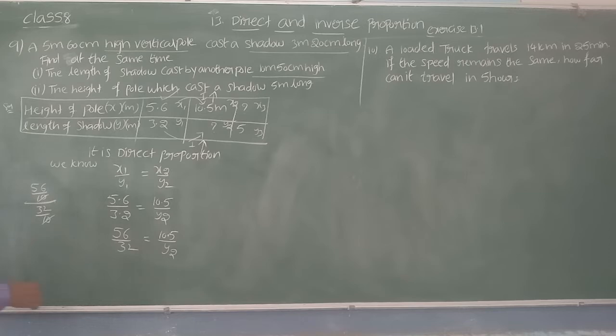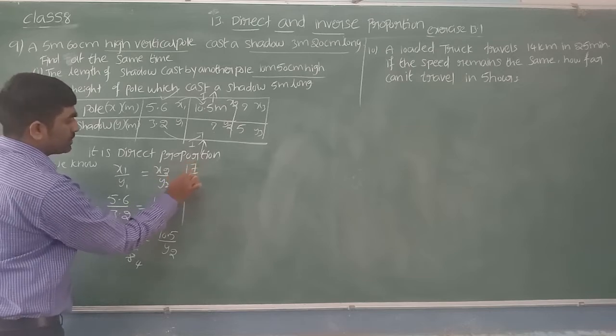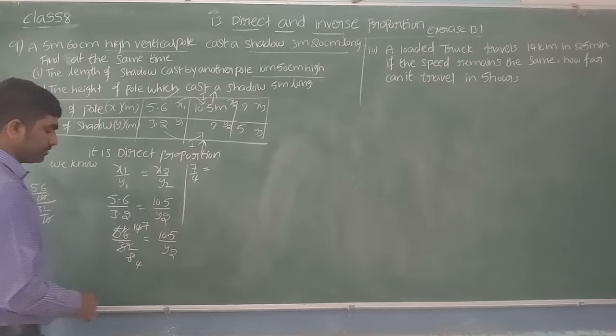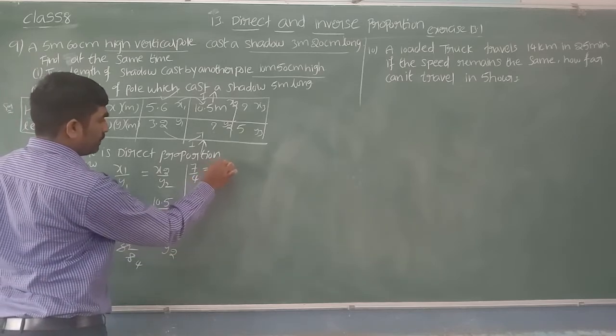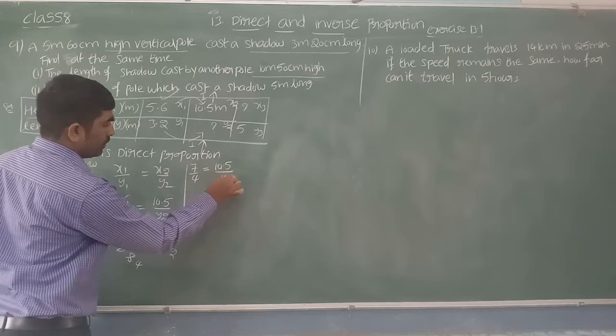Now you can see this one. The 4 table is possible: 4 8s are 32, 4 1s are 4, 1 left, 4 4s are 16, so 14 by 8. Again the 2 table is possible: 2 4s are 8, 2 7s are 14. So what I got here? 7 by 4 is equal to 10.5 by y2. Now find y2.